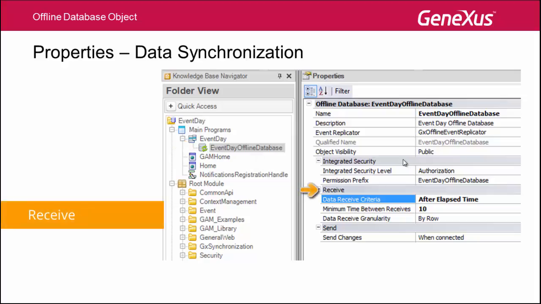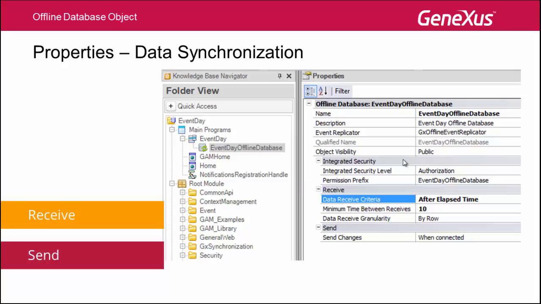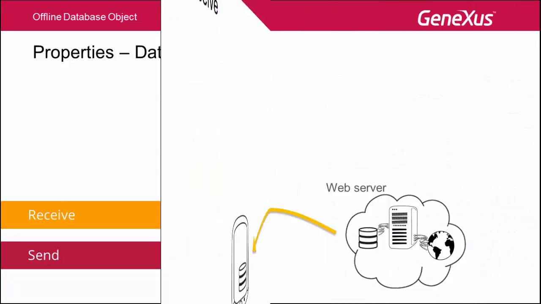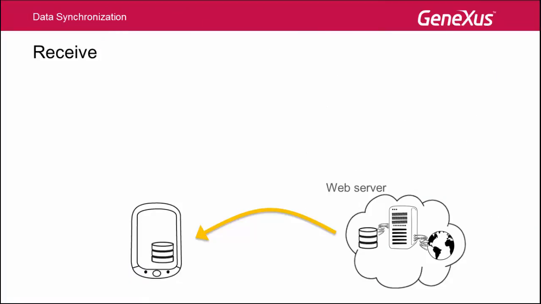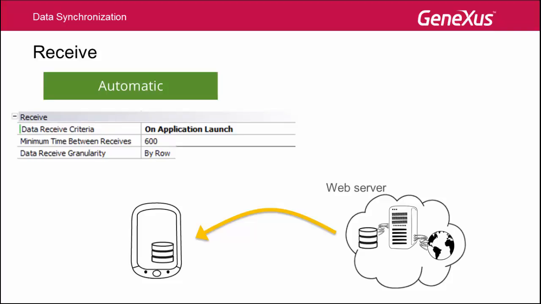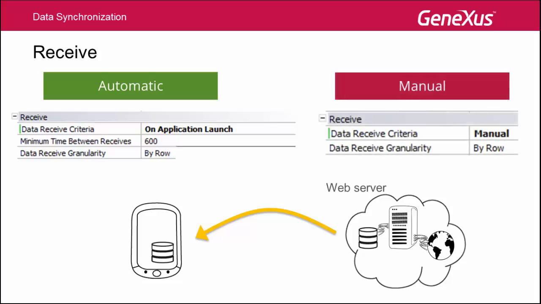Receive, which define how and when to receive a subset of data from the server, and send, which define how and when to send data from the device to the server. When receiving data from the server, the synchronization process can be made in two ways. Automatically, which allows configuring the moment when the synchronization is made, which can be after opening the application for the first time, after a certain interval from the last time it was opened, always, at certain intervals, or never. And also manually, where the way in which data is received from the server has to be programmed using code.